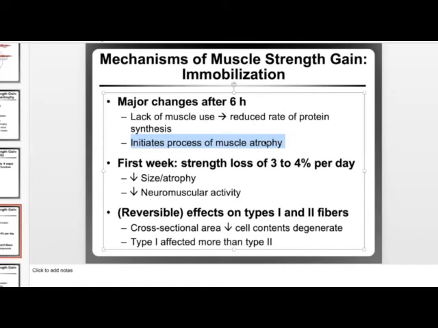And if that's the case, that is the definition of atrophy. And then as the weeks increase, there's a significant loss of strength per day. And again, this is not just because of the reduction in protein, but it also has to do with the reduction in the timing, or the synchronicity, of the neuromuscular activity.